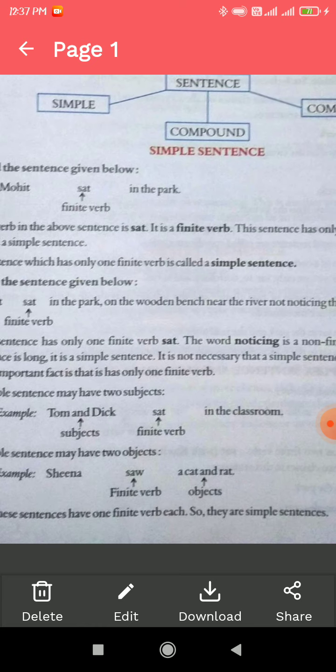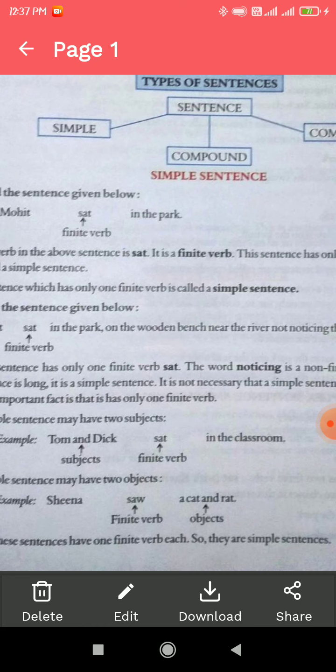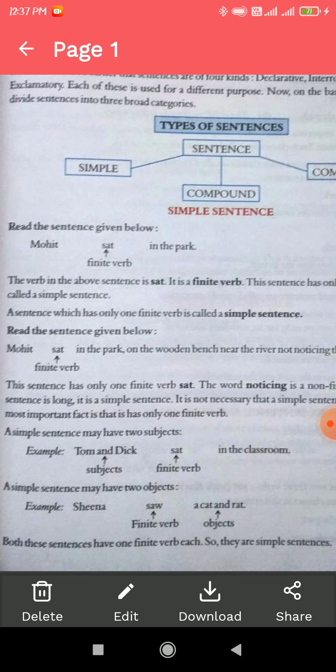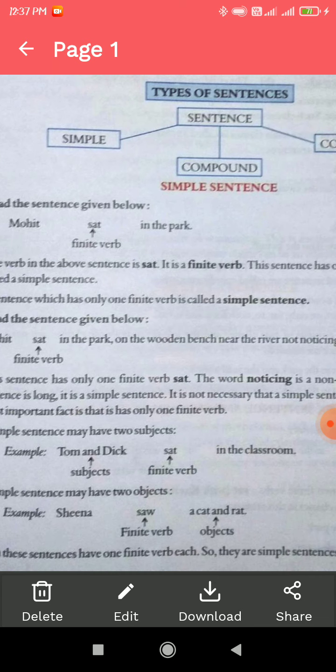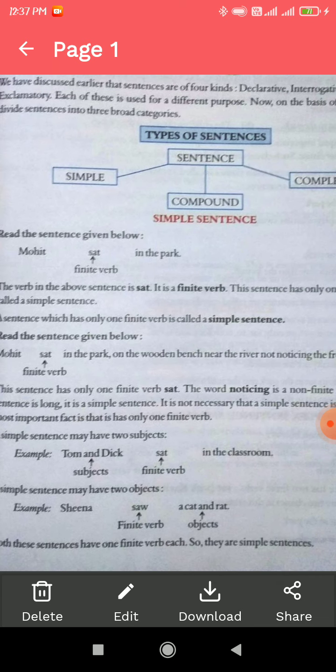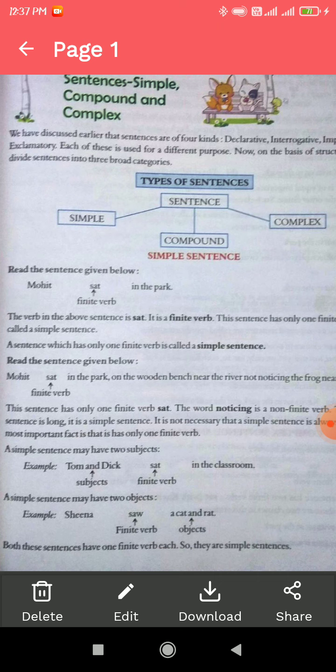Another example, you can see: Tom and Dick sat in the classroom. Tom and Dick are two different subjects, one finite verb, so this sentence is a simple sentence. A simple sentence may also have two objects: a cat and rat. There are two objects in this sentence, but it also has one finite verb, so these sentences are simple sentences.